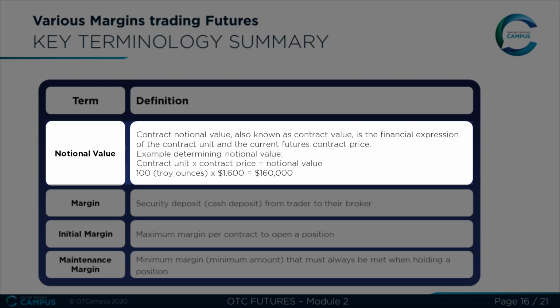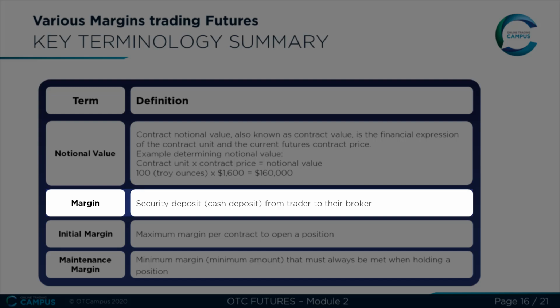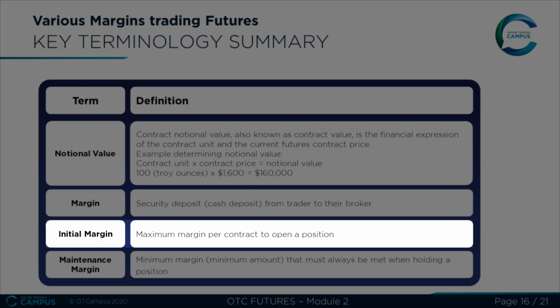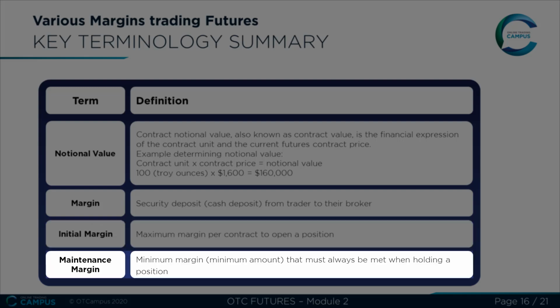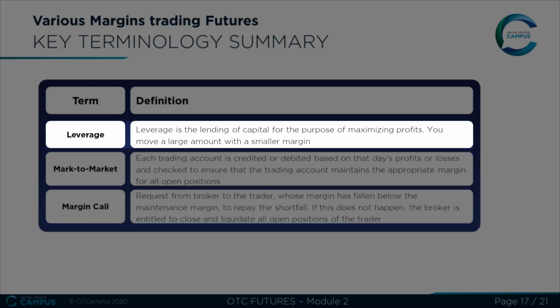Okay, very simple. Margin is a security deposit, which is the cash deposit from trader to their broker. Initial margin is the maximum margin per contract to open a position. And maintenance margin is the minimum margin, the minimum amount, so to say, that must always be met when holding a position. Leverage. This is something that should be clear by now. Leverage is the lending of capital for the purpose of maximizing profits. You move a large amount with a smaller margin.